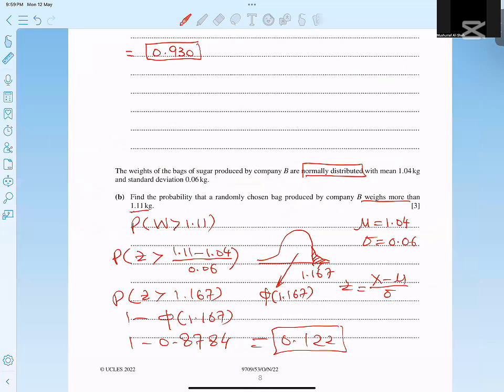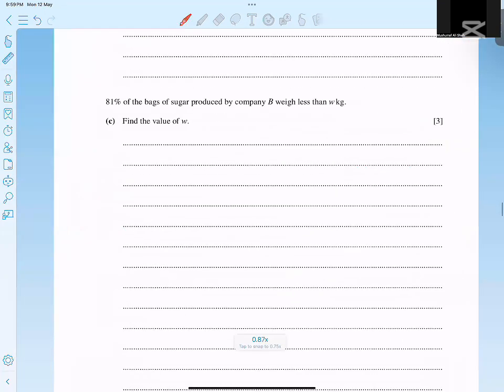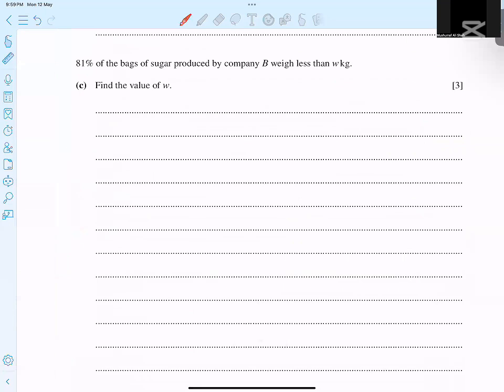I hope the concept is very clear. Let's talk about the last part. 81% of the bags of sugar produced by company B weigh less than W. So the weight is less than W, and it equals 81%. How to do it?